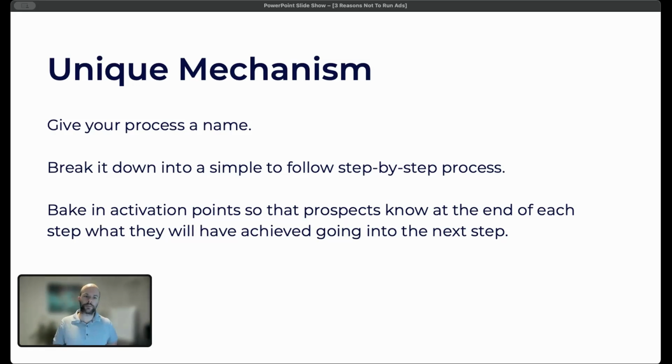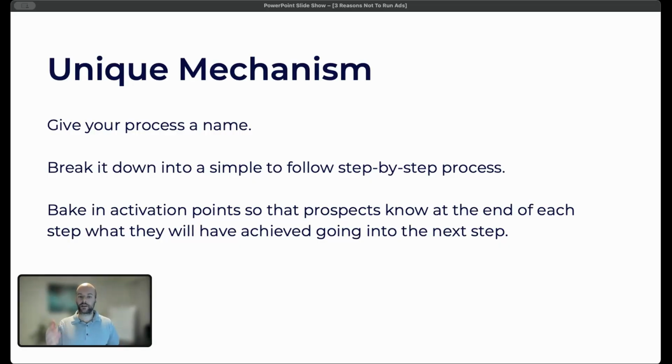This is your unique process. So give it a name. Make it sound different. Have it stand out and break it down into a step-by-step process so that anyone can follow it and go, oh, okay, when I follow Jerry's mechanism to this, I do step 1, which gets me this, which helps me get to step 2, which gets me this, which helps me get to step 3, which gets me this, and so on and so forth until I get to my goal, until I get to my outcome.